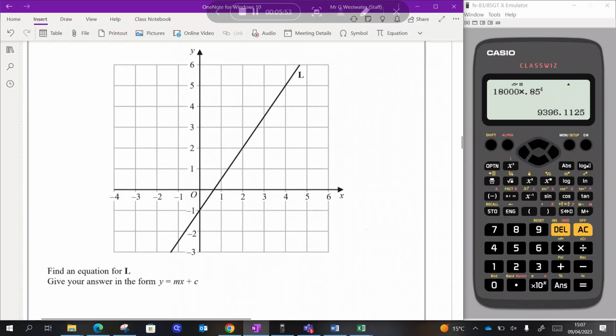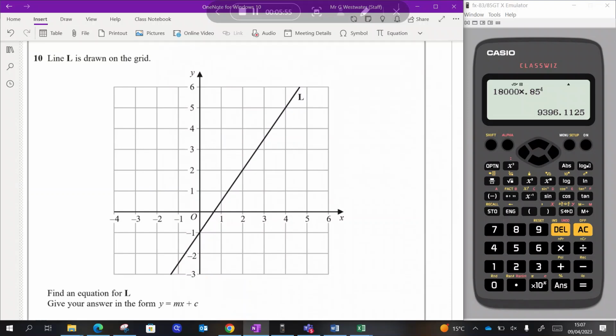On to question 10. The line L is drawn on the grid. Now, the first thing I'm looking at whenever we've got a grid already drawn is the scale. And it looks like each box represents 1 unit, so I don't need to worry too much about that from this point onwards. Find an equation for L. Give your answer in the form of y equals mx plus c. So m is my gradient, it's my rise over run.